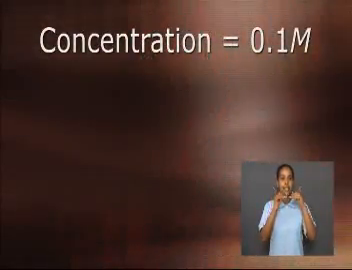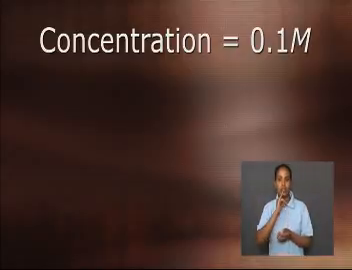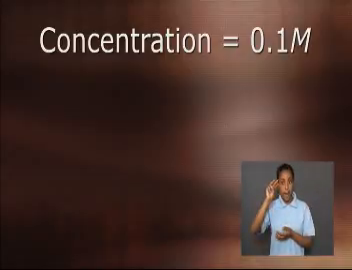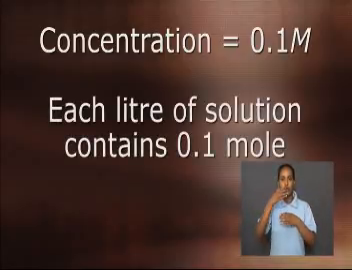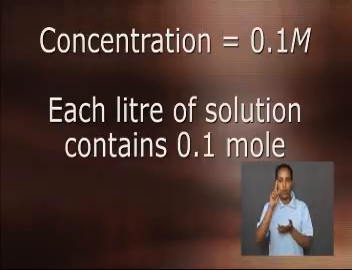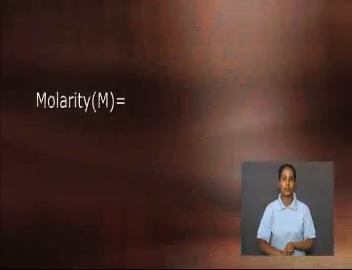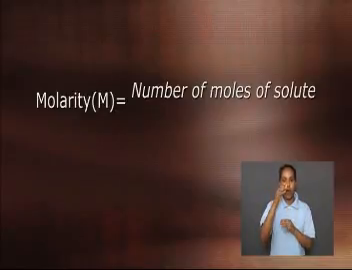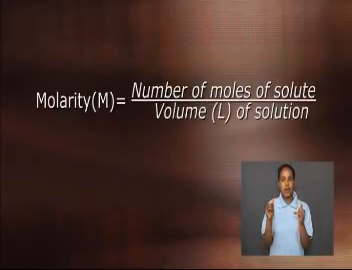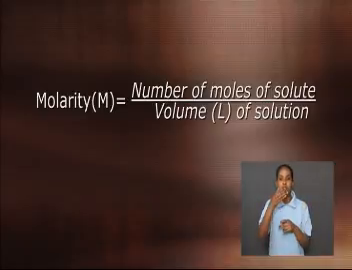For example, if you were given the information that the concentration of a solution is 0.1 M, that would mean that for every liter of solution, there is 0.1 mole of substance. Molarity can be determined using this equation. Molarity is equal to the number of moles of a solute divided by the volume of the solution in liters.